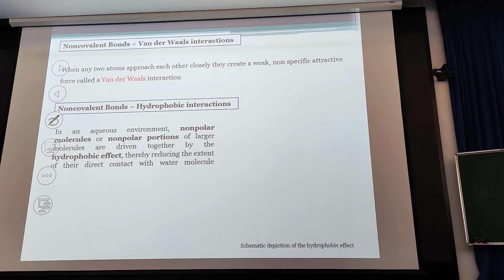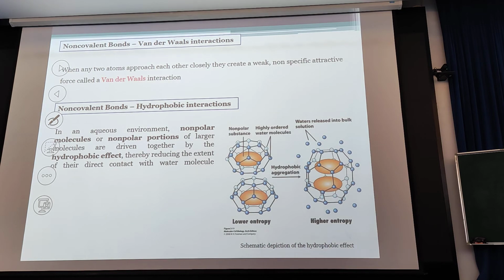And the last weak bond is the hydrophobic interaction. Here in an aqueous environment, you can see there are two hydrophobic molecules. They are driven together by the hydrophobic effect, and thereby they reduce the extent of their direct contact with water molecules. So, from low entropy to higher entropy, two hydrophobic molecules interact with each other. Right? Hydrophobic means kỵ nước.